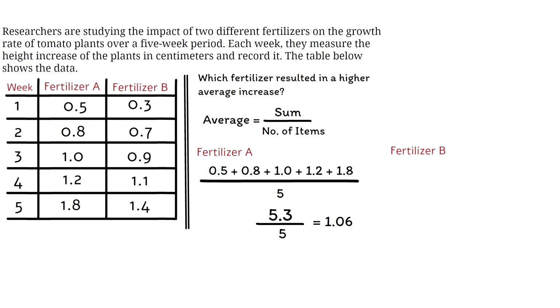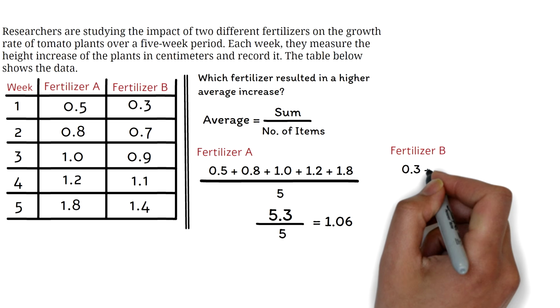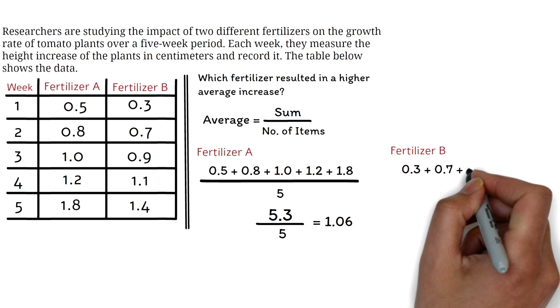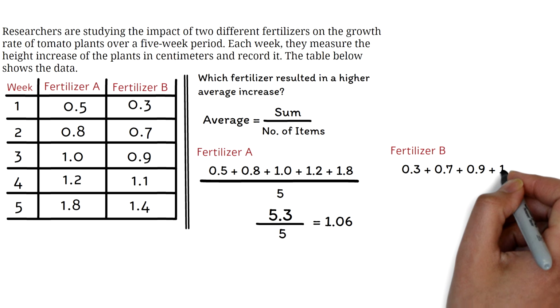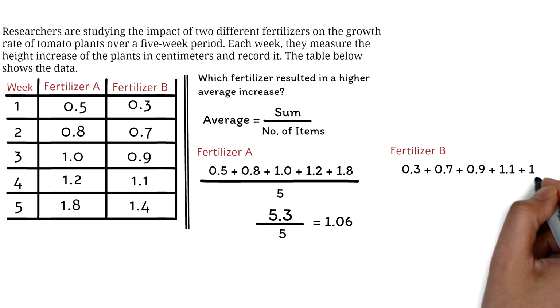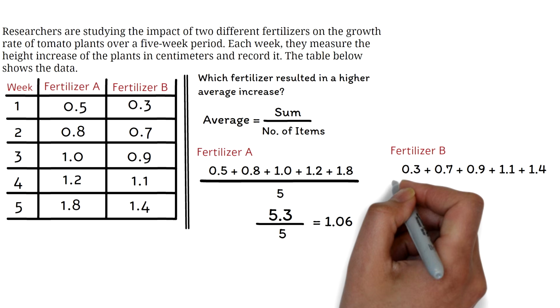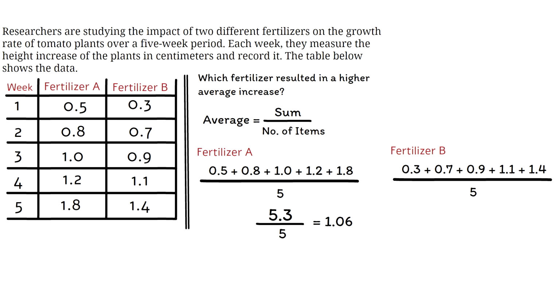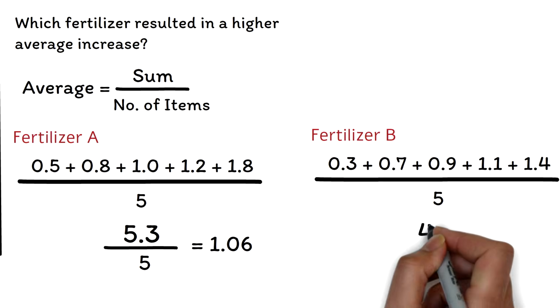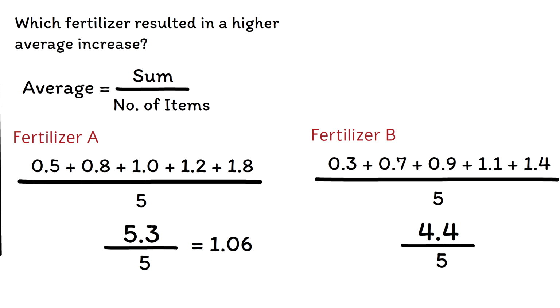We have the sum, which is 0.3 plus 0.7 plus 0.9 plus 1.1 plus 1.4, divided by the number of weeks, which is 5. We add these numbers to get 4.4 divided by 5. This will give us 0.88. This is the average height increase after applying fertilizer B. So we can see that fertilizer A gives the highest average height increase.